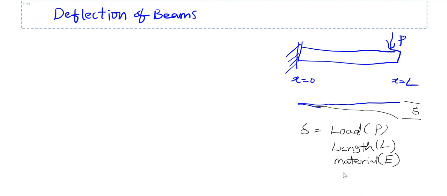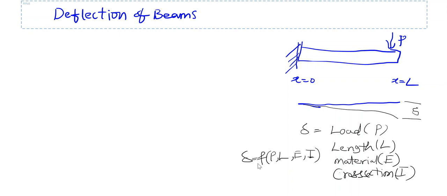And we have finally the cross section. This can be defined by the I, which is called the moment of inertia. Higher the moment of inertia, stronger the beam is and lesser the deflection is. So this delta is a function of P, that is load, and the length of the beam, and E, material of the beam, and the cross section of the beam.